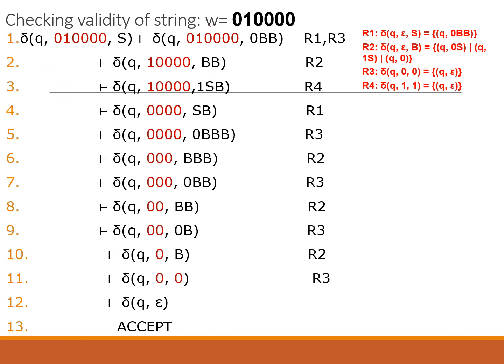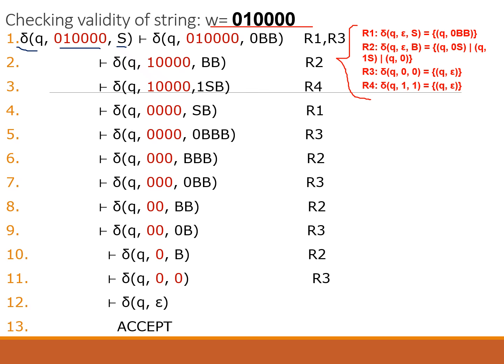So here is checking for the validity of this string. Here, written in red color, are the rules which we just wrote in the previous slide. Now let us check one by one. So this is the transition. We start with Q and this is the input string, and the starting state is S. So when we do this transition, what happens?